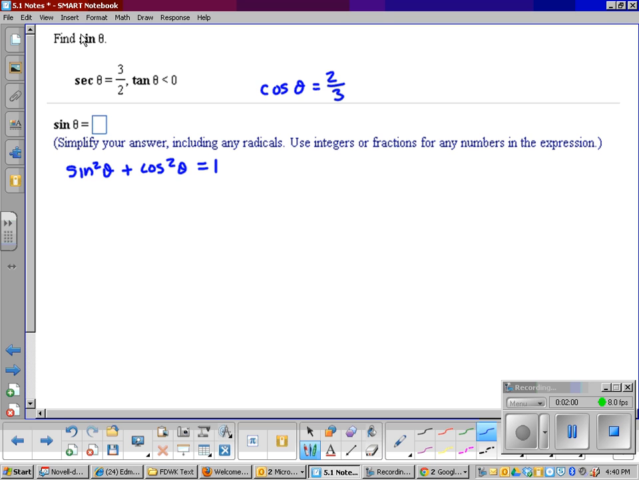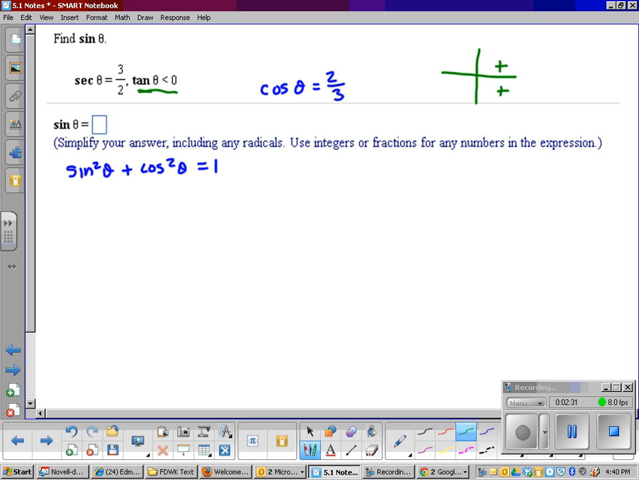Now I do need to know what quadrant theta is in, and that information can be found by looking at the fact that secant is positive or even that cosine is positive, and then this little piece of information which says that tangent is less than 0, tangent is negative. If I draw my all students take calculus quadrant here, then I remember that cosine and therefore secant is positive in quadrant 1 and positive in quadrant 4.